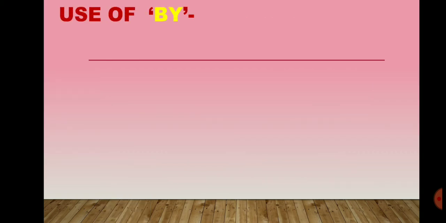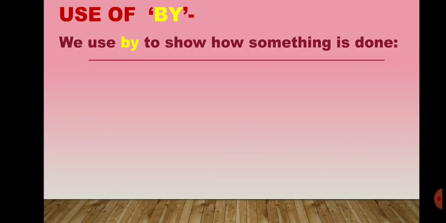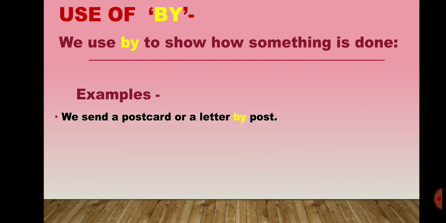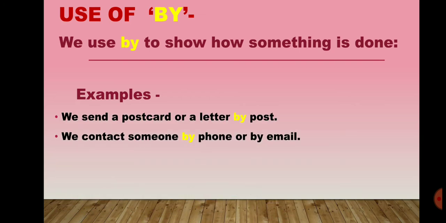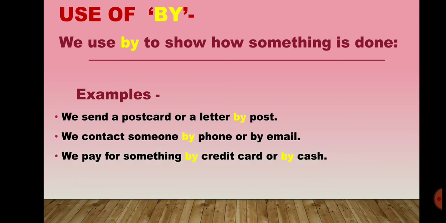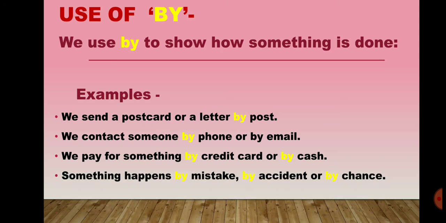Next is use of by. We use by to show how something is done. Example, we send a postcard or a letter by post. We contact someone by phone or by email. We pay for something by credit card or by cash. In these sentences, you can see that we use by to show how something is done.